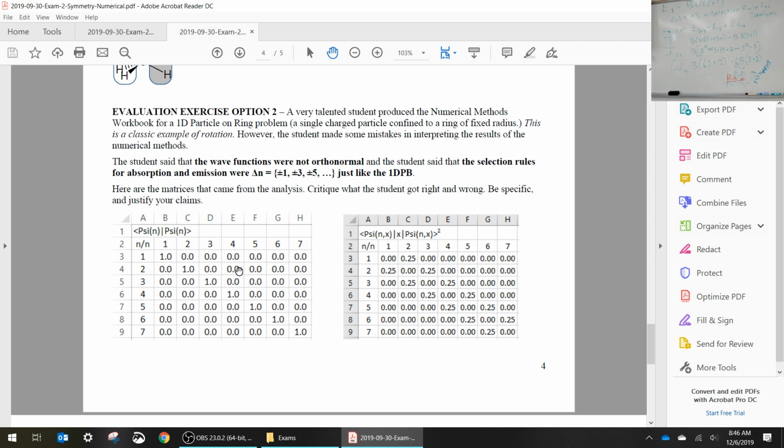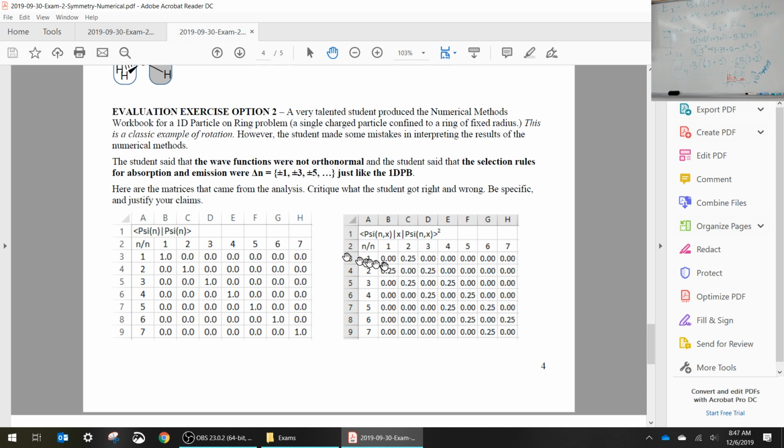So we're looking at these two results. This is from the particle in a box spreadsheet that you guys worked on in the lab. The student said the wave functions are not orthonormal, and that the selection rules for absorption and emission were plus or minus 1, plus or minus 3, and plus or minus 5, just like the 1D particle in a box. But this is a particle in a ring problem, and here are the matrices. Critique what the student got right and what the student got wrong. Be specific to justify your claims.